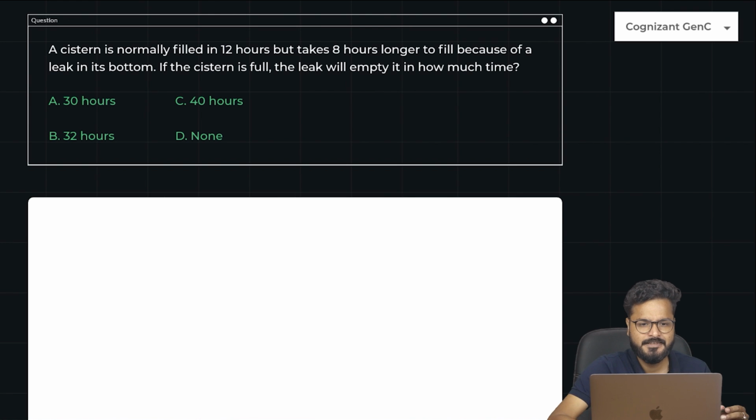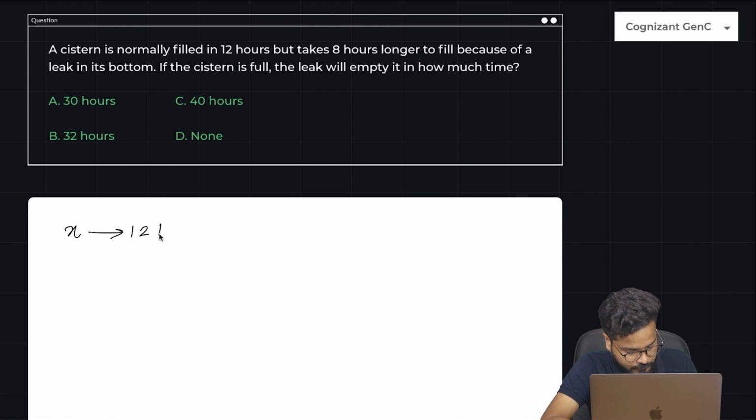Okay. So guys, this question can be as confusing as you think about it or as easy as if your concepts are very, very clear. A cistern is normally filled in 12 hours. So this is without the leakage, but it takes 8 hours longer to fill because of a leak in its bottom. So let's say X is the speed for filling the cistern. Due to a leakage, the time increases by 8 hours.